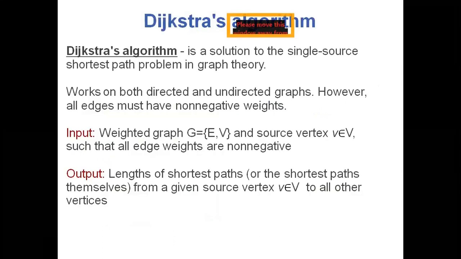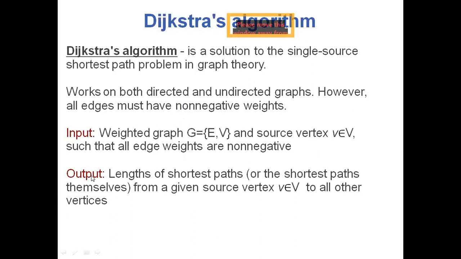So this Dijkstra's algorithm is a solution to the single source shortest path problem in graph theory. It works on both directed and undirected graphs. Already explained that one. All edges must have non-negative weights. Non-negative weights, that means positive weights. Negative ones are not allowed in this case. It will not give the correct result if we use a negative edge.